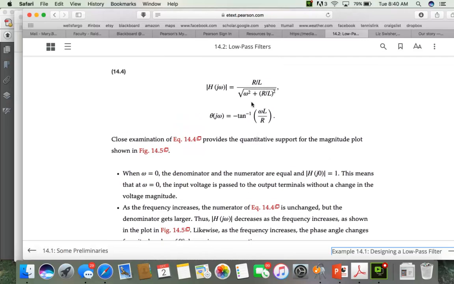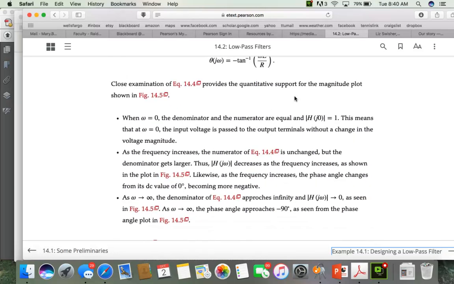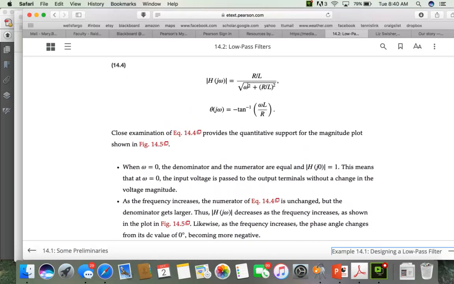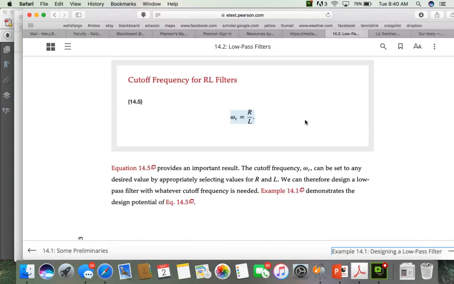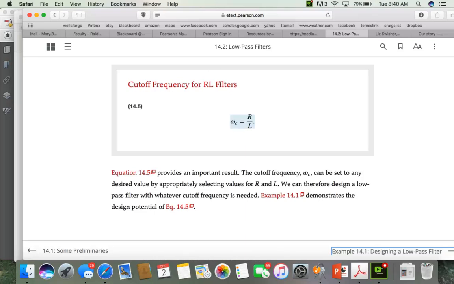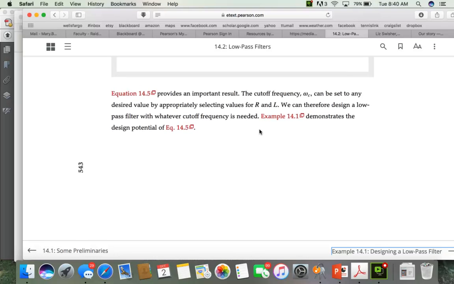If we wanted to find the cutoff, we could let the magnitude of H equal 1 over the square root of 2. If you do that and do some algebra, you find that that occurs when omega is equal to R over L. So the cutoff frequency for RL filters, omega is equal to R over L. And this is an important result because basically this allows you then to design a low-pass RL filter.